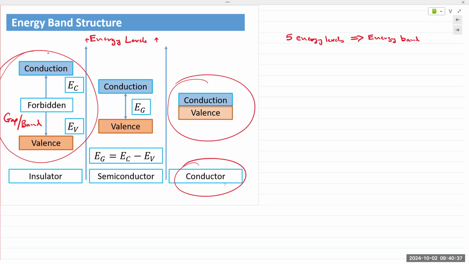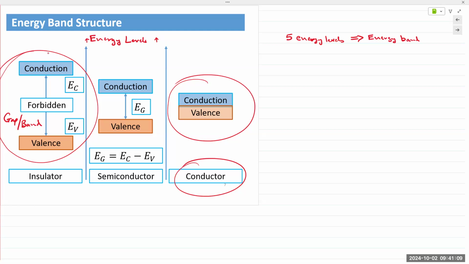Okay. So right in the middle is what we call semiconductors. We have a band gap, a forbidden gap in there, but the electrons can acquire enough energy to jump over from the valence band to the conduction band, meaning they are able to break free of their bonds.